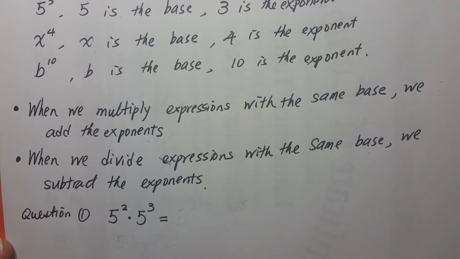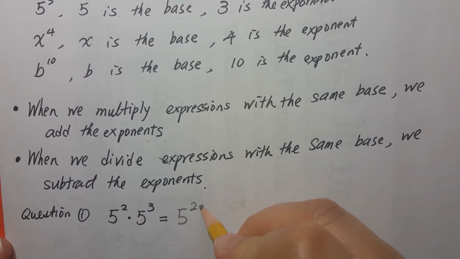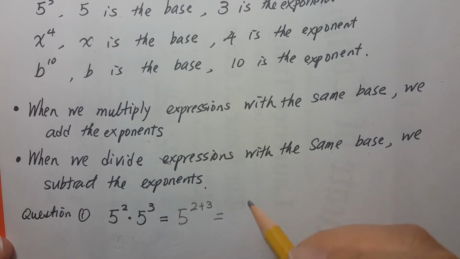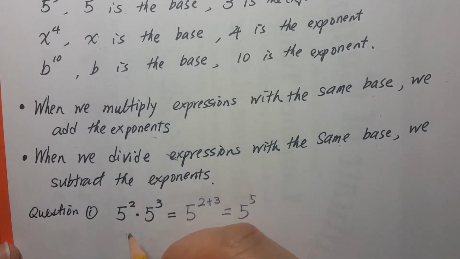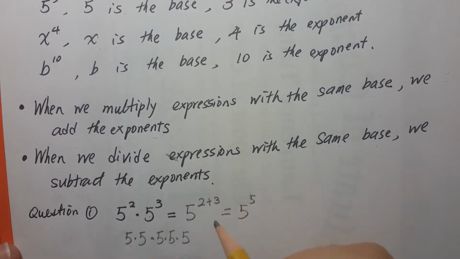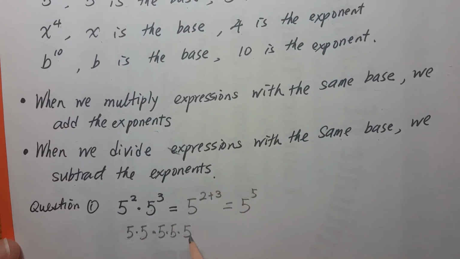So now let's take a look at question number 1. 5 squared times 5 cubed. So what we're going to do is keep the base 5, and then add the exponents. 2 plus 3 is 5, so the exponent is 5. The reason is 5 squared means 5 times 5, and then 5 cubed means 5 times 5 times 5. And then you count: 1, 2, 3, 4, 5. There are 5 of them.